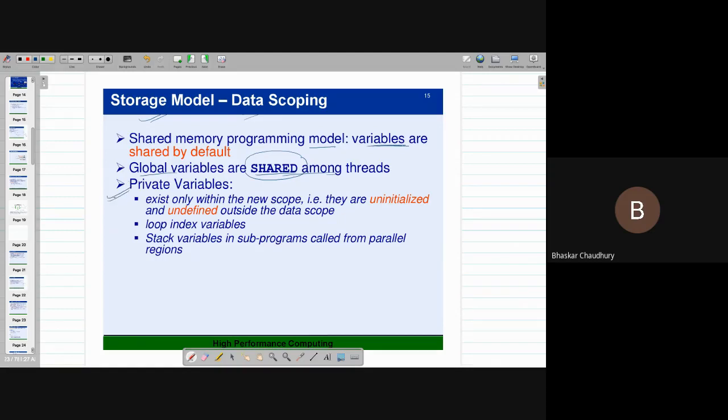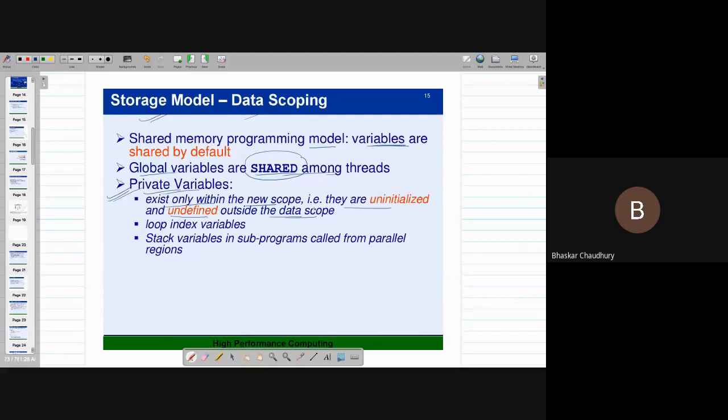Now here is the important point: private variables exist only within the scope, that is, they are unutilized and undefined outside the data scope. So only when you have identified a parallel region can you create a private variable inside there, which will be used there.